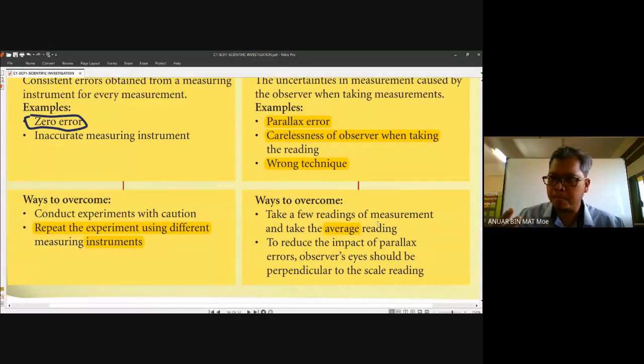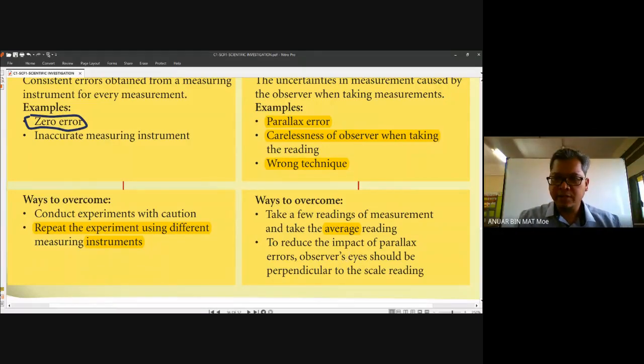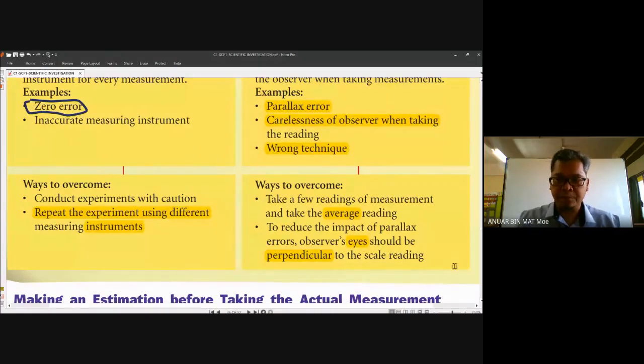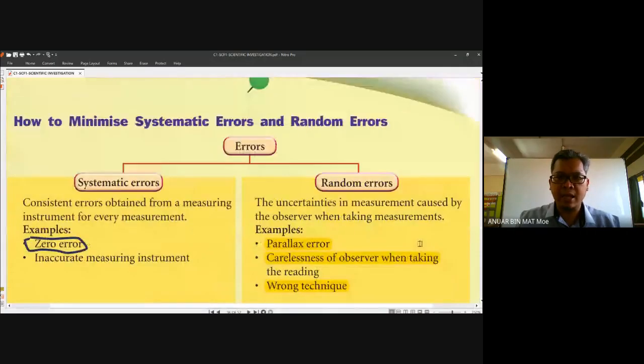For example, you want to measure the thickness of the book here. Maybe you can take more than 3, but usually 3. You take 3 measurements and then you average it. All right, and then to reduce the impact of parallax error, the observer's eyes should be perpendicular to the scale reading. And this is how to avoid the errors, random error and systematic error.